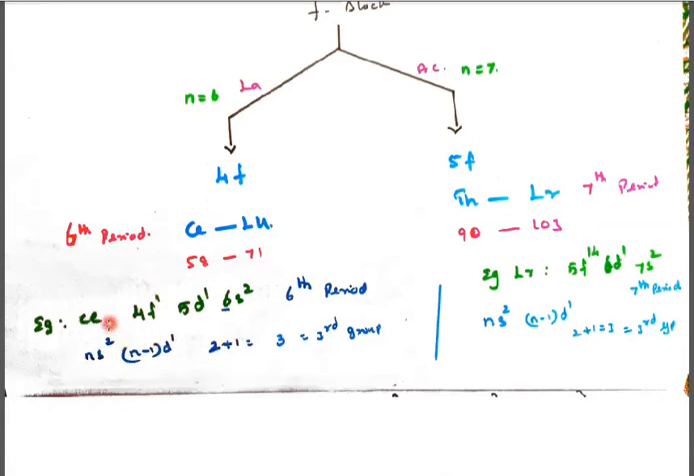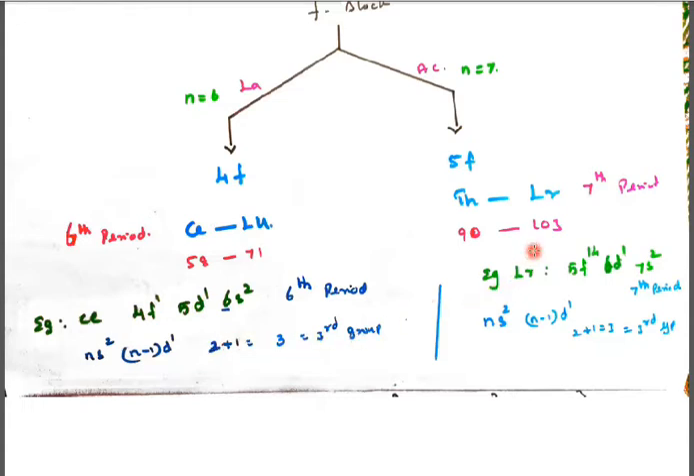For example, I have chosen cerium, whose general electronic configuration is 4f1 5d1 6s2. In this the maximum n value is 6, so it belongs to the sixth period. How to find the group number? The rule is ns plus (n minus 1)d1, because d carries 1 electron and s carries 2 electrons. So 2 plus 1 is 3, and that belongs to the third group.